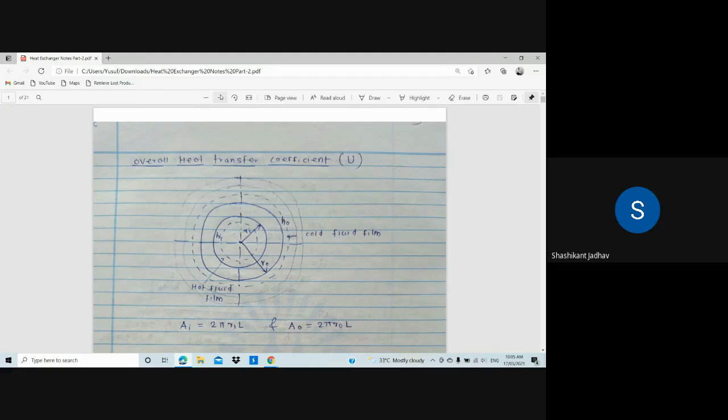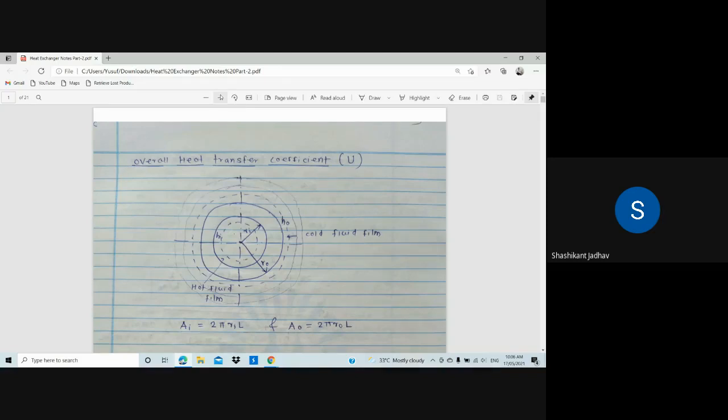LMTD method for the parallel flow heat exchanger, then LMTD, that is log mean temperature difference, for the counter flow heat exchanger, and after that we discussed the overall heat transfer coefficient. We derived the equation for the overall heat transfer coefficient. So what is the overall heat transfer coefficient? For that we used the equation Q is equal to delta T upon summation of R is equal to UA delta T is equal to UI AI delta T is equal to UO AO delta T.